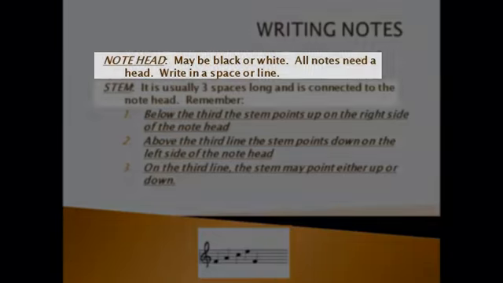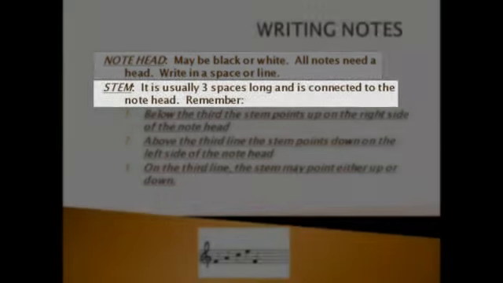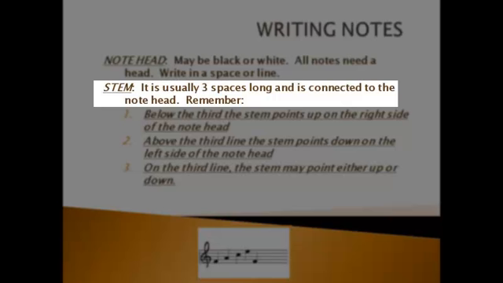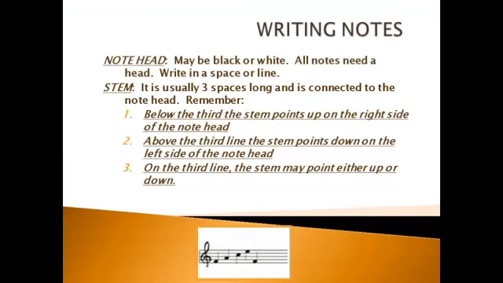Most notes also have a stem. The stem is usually about 3 spaces long, and it's connected to the note head. What's important to remember about the stem is which direction it goes. In music, the stem is going to make the letter D or the letter P. When the stem goes up, it's going to be on the right-hand side of the note head. If the stem is going down, it's going to be on the left-hand side of the note head.